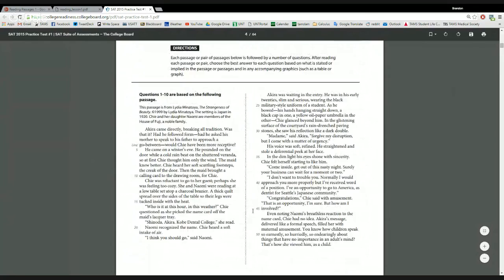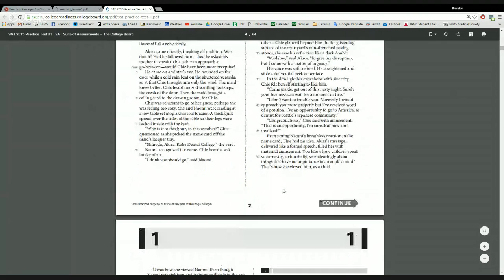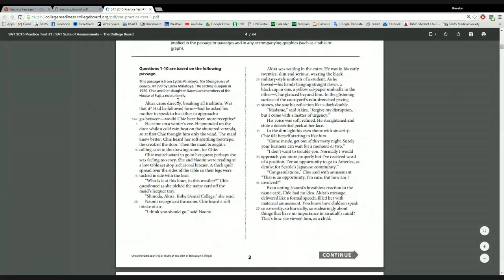Confidently, you kind of sometimes want to plug it in the word. Akira came confidently, breaking all tradition. Doesn't seem like he's confident here. He's actually questioning himself on his choice. C, without mediation. Without mediation, meaning he skipped the process.